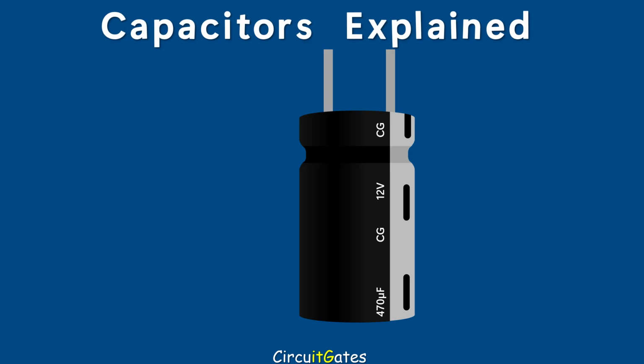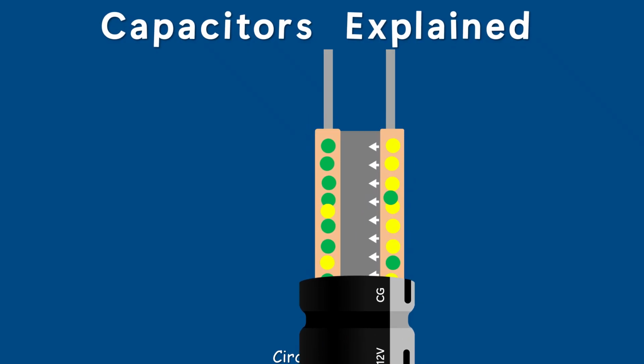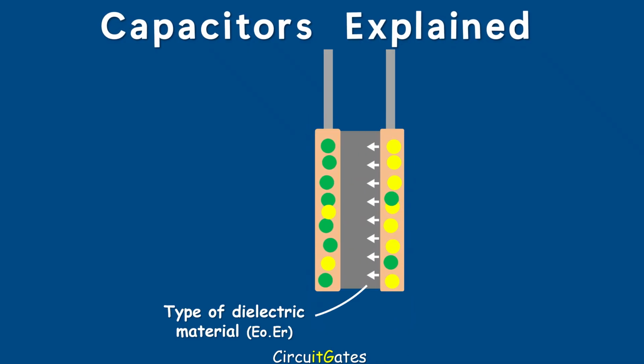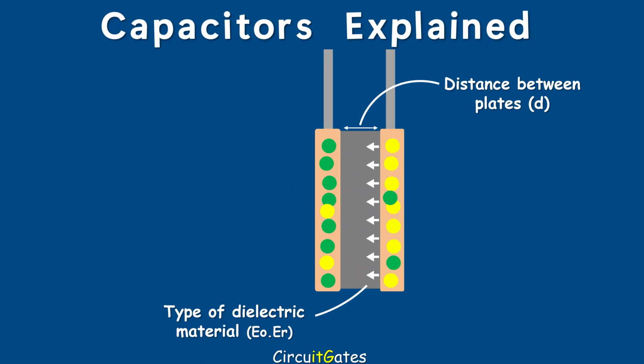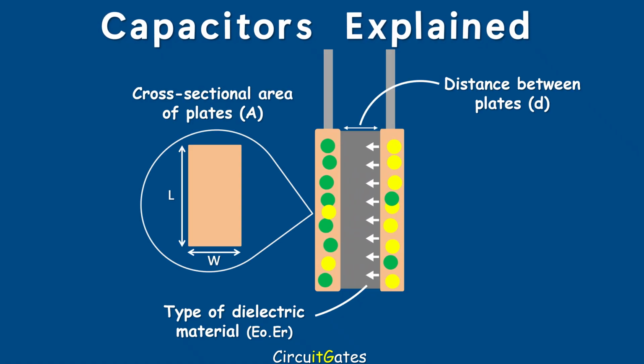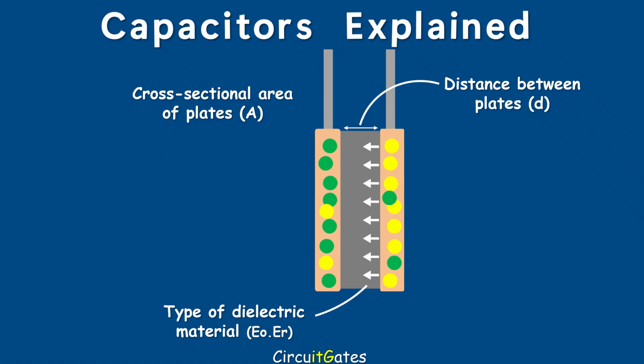There are three factors that affect the capacitance of a capacitor, which are the type of dielectric material, the distance between plates, and the cross-sectional area of the plates. Cross-sectional area of plates. Larger plates provide a greater space to store electric charge. As plate area increases, capacitance also increases. The cross-sectional area of a capacitor's plates can be effectively increased by rolling capacitor plates into several rows.